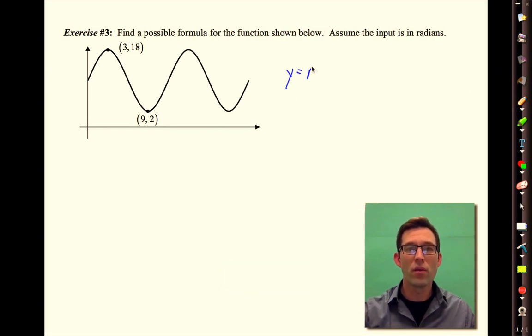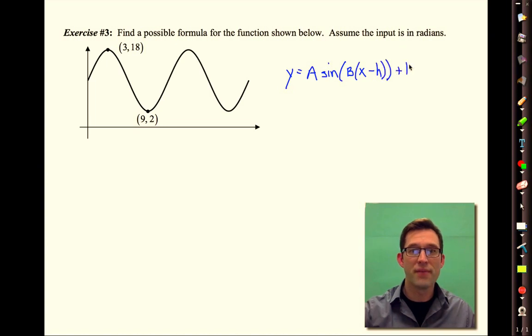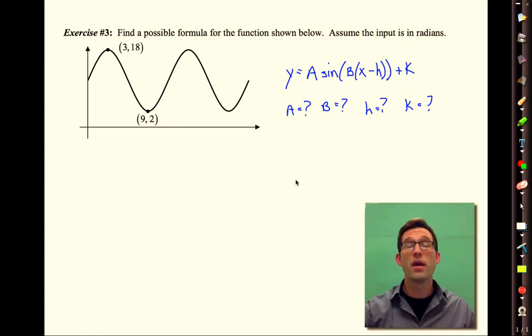So the full model, y equals a sine, but of course maybe it's cosine that we want to use, B times (x minus h) plus k. Now ultimately, when you figure out the equation of a sinusoidal model, it all boils down to figuring out these 4 things. Right? I've got to figure out each one of these. Put a little question mark in front of each. You can figure them out in any order you want. I tend to go with the easiest first, okay?